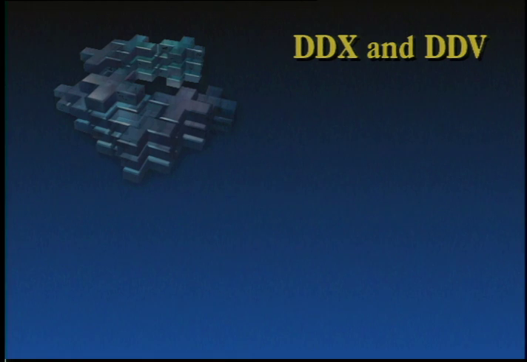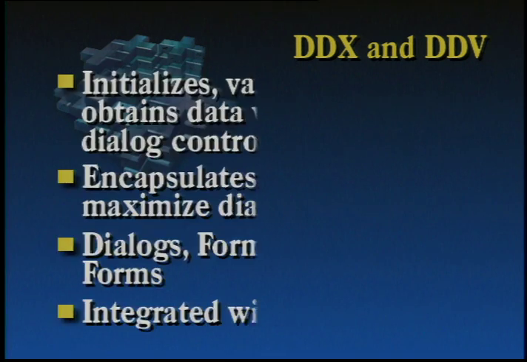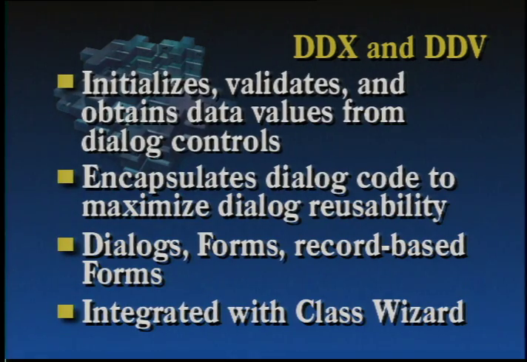Another important architectural underpinning is the notion of getting data in and out of user interface. Dialogs, forms, and database-bound forms are all examples of user interface that you want to get data in and out of. We do that through DDX and DDV, our dialog data exchange and dialog data validation mechanisms, a way of getting data from your objects into the user interface, and then once the user has committed an action, to get that data back from your user interface into your objects.